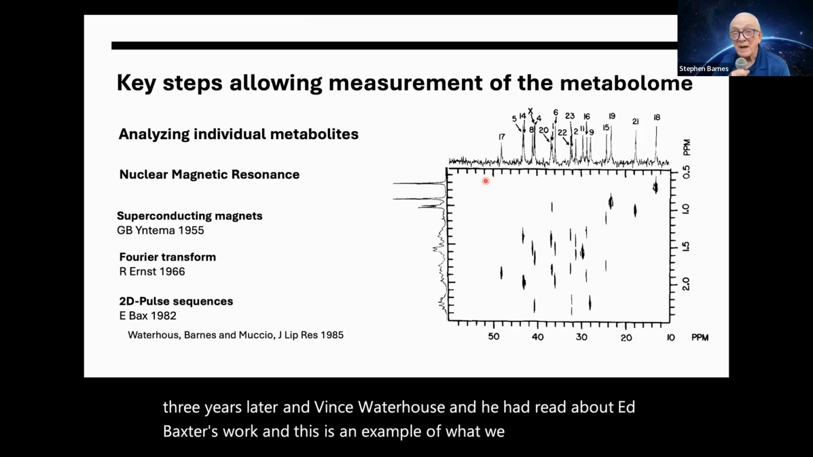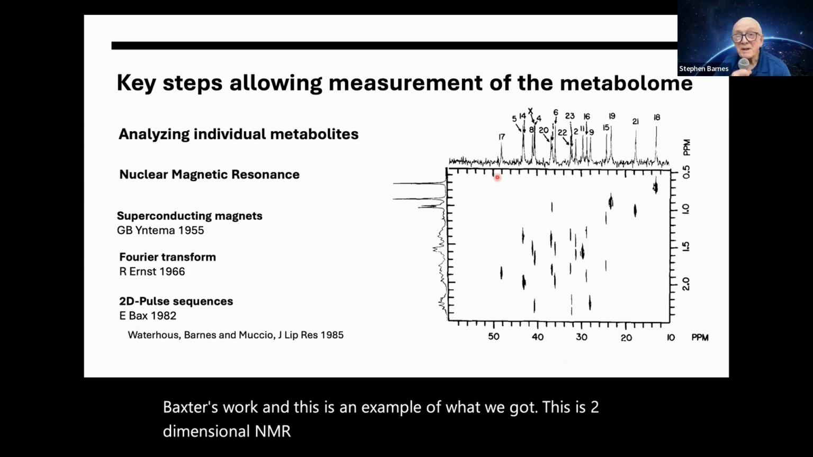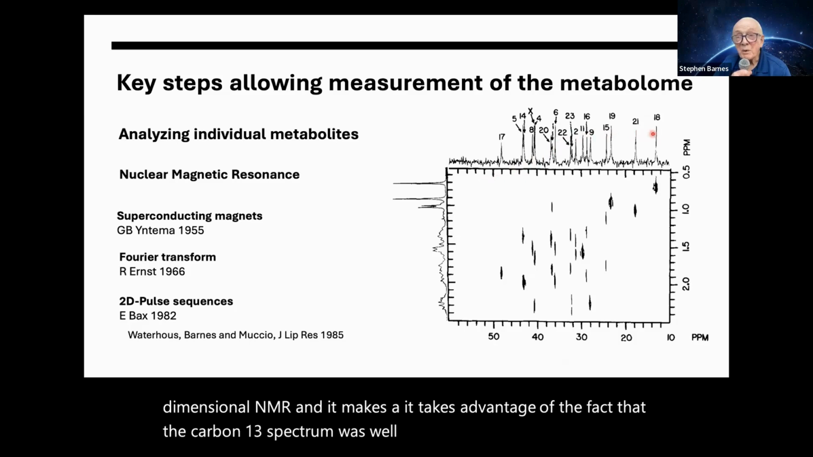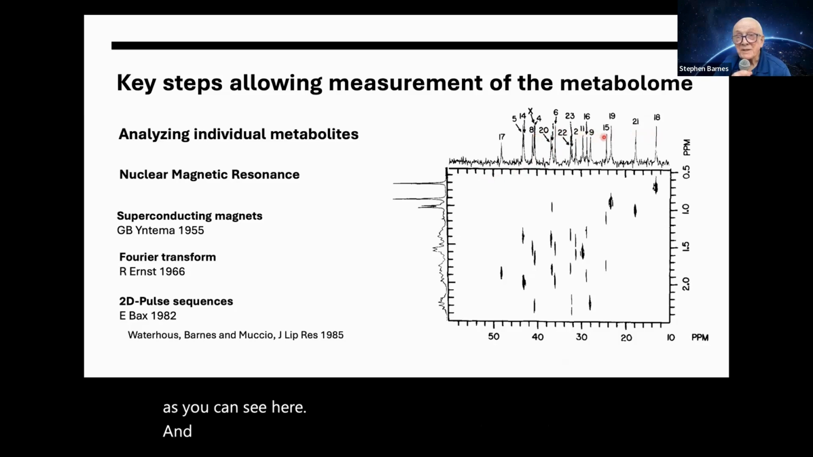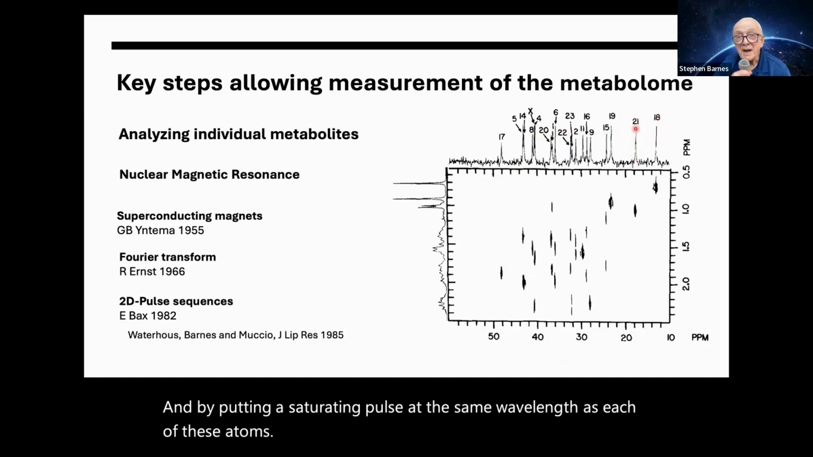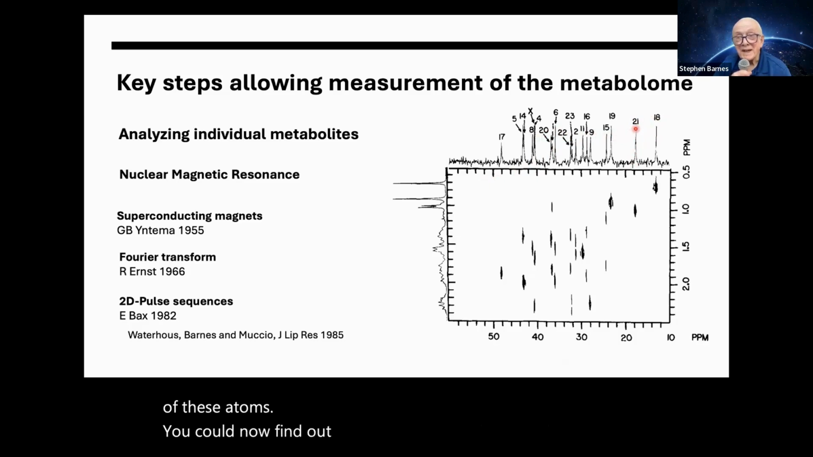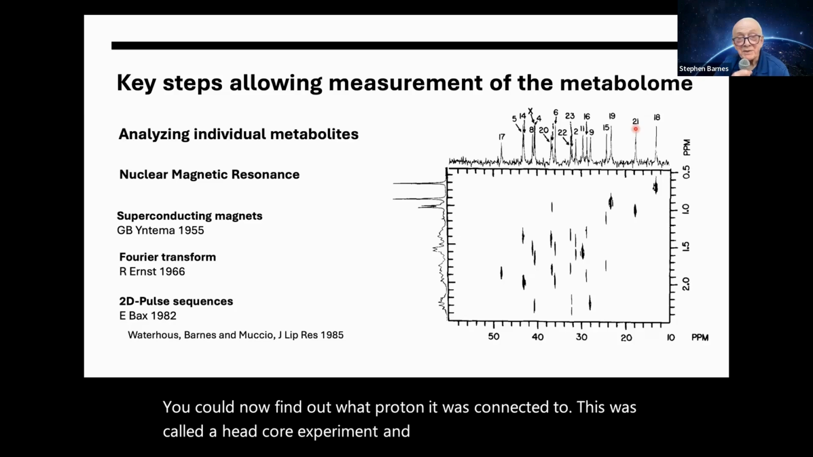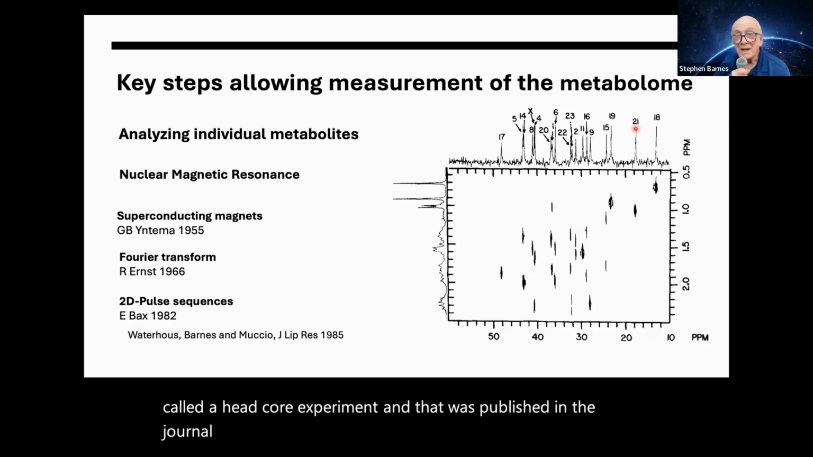This is two-dimensional NMR, and it takes advantage of the fact that the carbon-13 spectrum was well known and quite well separated, as you can see here. And by putting a saturating pulse at the same wavelength as each of these atoms, you could now find out what proton it was connected to. This was called a het core experiment, and that was published in the Journal of Lipid Research in 1985.